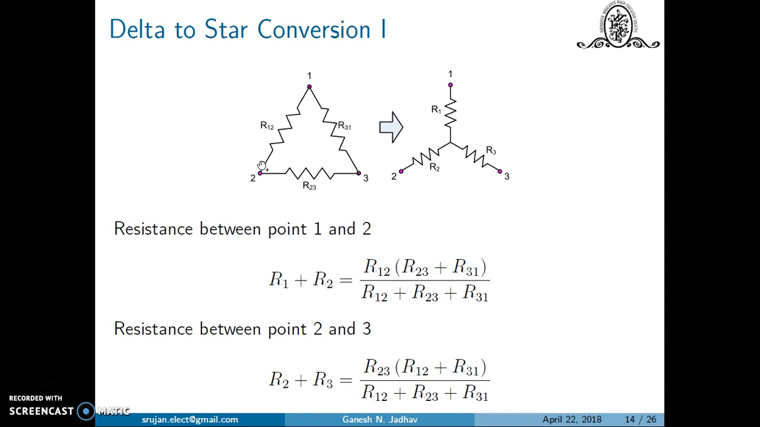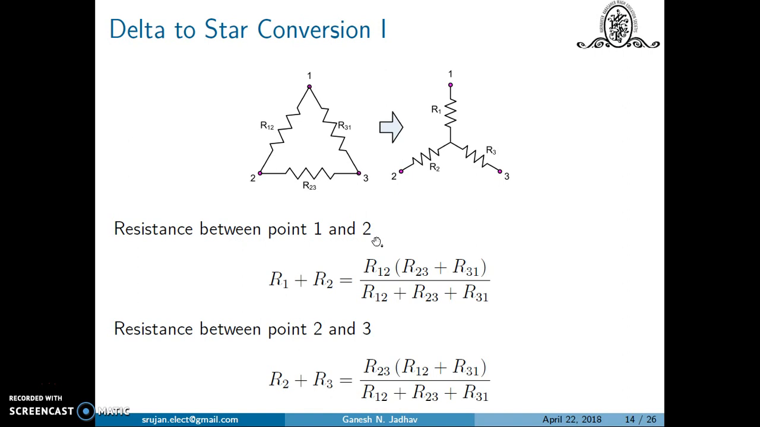Between points 1 and 2, the resistance is R12. Between 2 and 3, the resistance is R23, and between 3 and 1, the resistance is R31 in the delta network. The equivalent resistances in the star network between points 1, 2, and 3 are R1, R2, and R3. This delta is converted into star. I want to find out the value of R1, R2, and R3 in terms of the delta parameters.